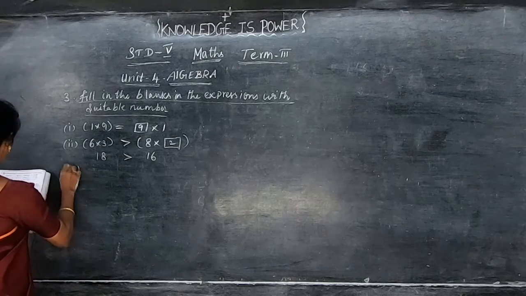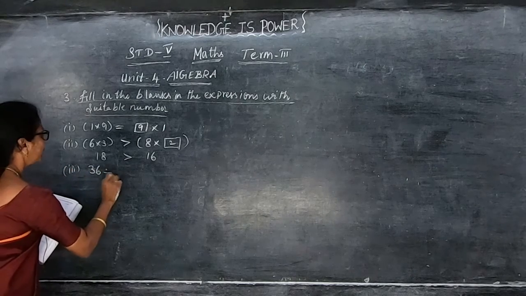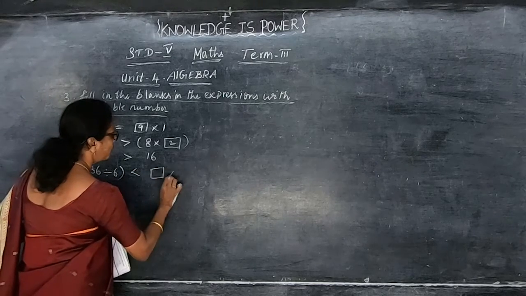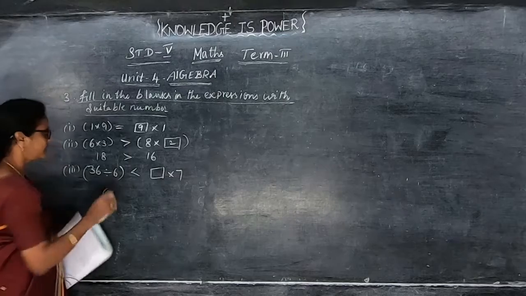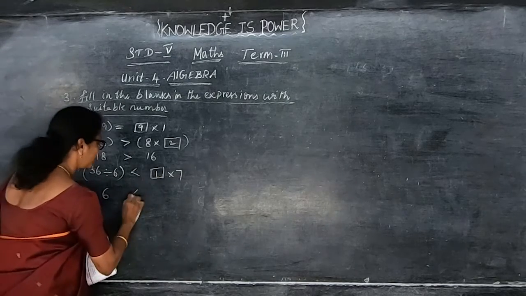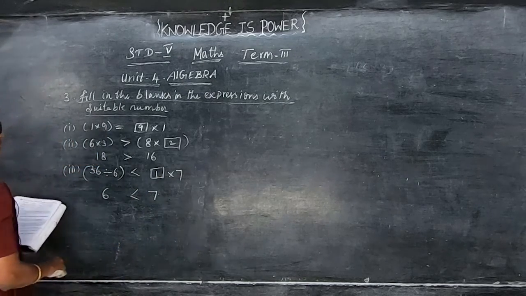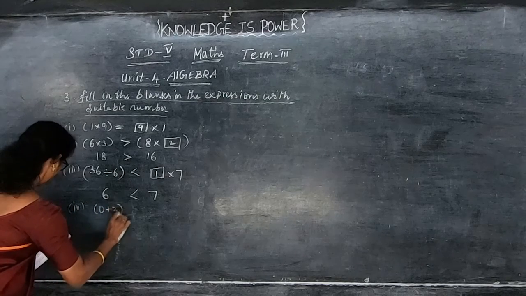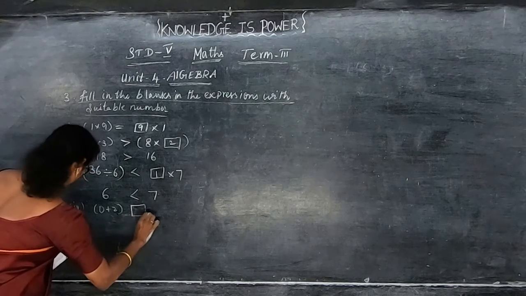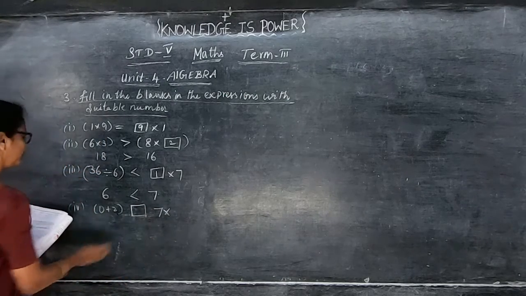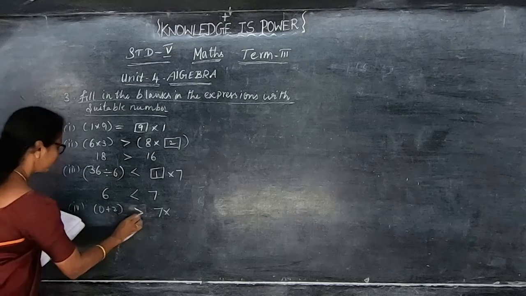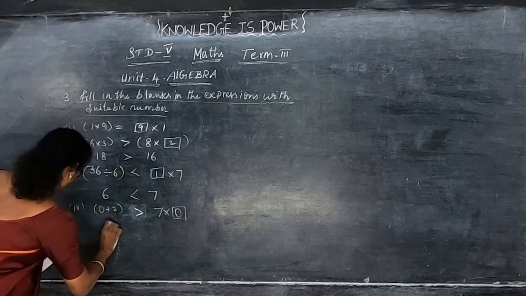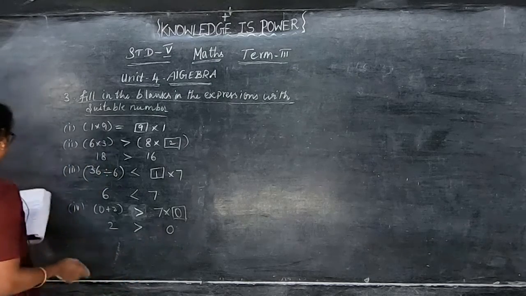Then third sum, 36 divided by 6 less than box into 7. So 36 divided by 6 is 6, and 1 into 7 is 7. So we can put the less than symbol. Then fourth one, 0 plus 2, box, 7 into 0. So 0 plus 2 is 2, which is greater than 0.